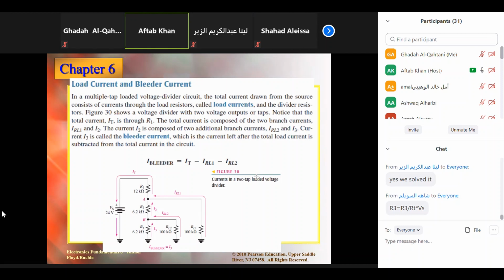So find the currents now. All right, go ahead, find one by one all the currents, and find the bleeder current as well. IRL1, IRL2, IT, and bleeder current. How will you approach?